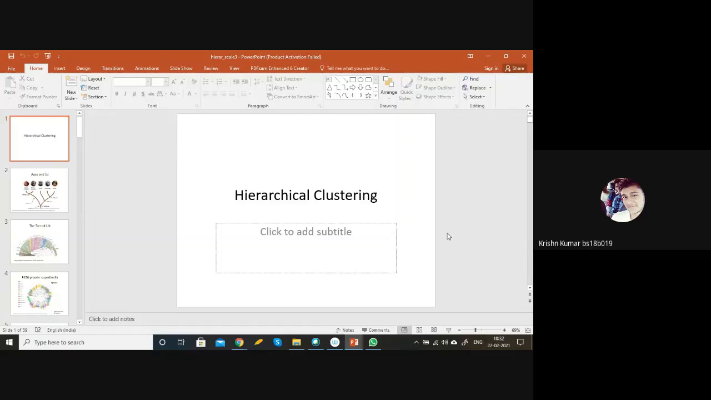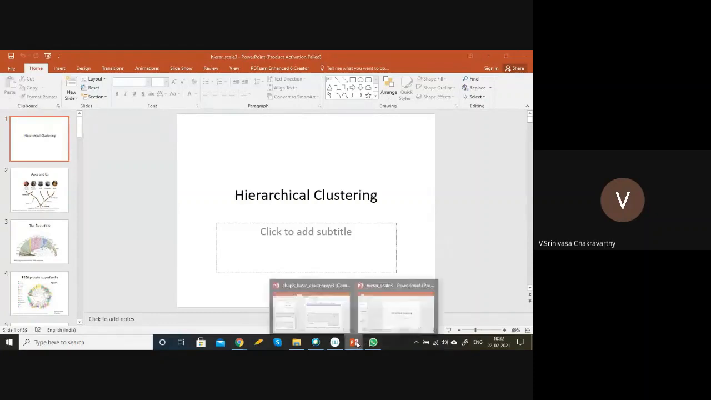Yes, sir. One question. In k-means clustering, there is the method of bisecting k-means. How do we initialize the first point if we bisect one cluster? That is a special class of k-means clustering called bisecting k-means. Yeah, let me come to that.